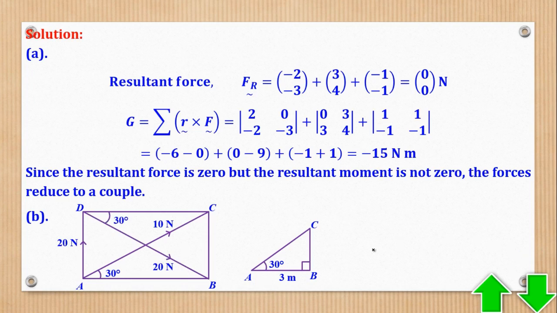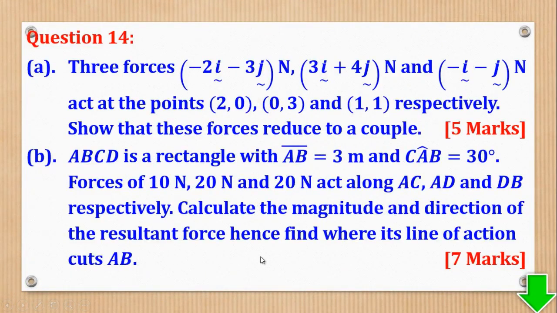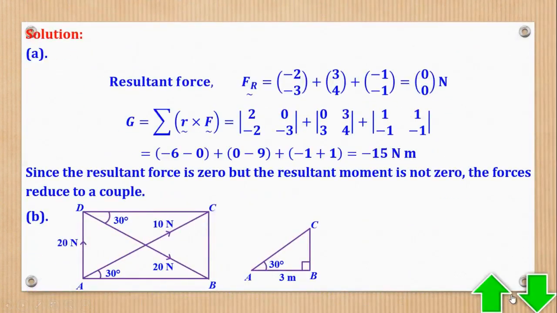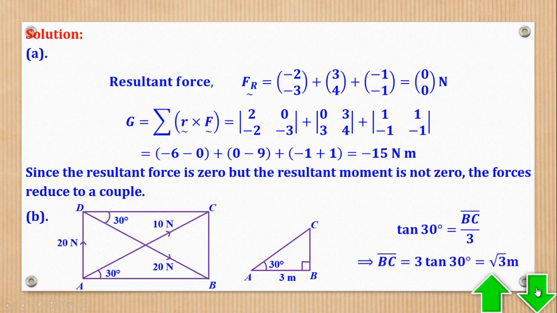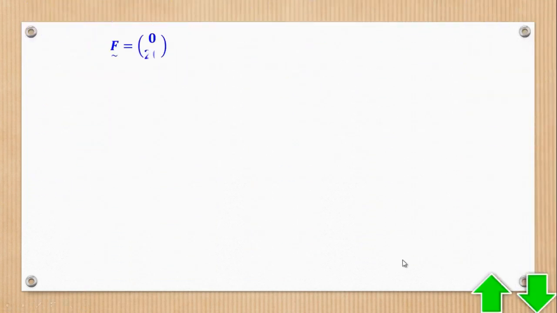Okay, now next is to resolve, because if you look at the question, it says calculate the magnitude and direction of the resultant force, and find where the line of action cuts AB. So let's first get the magnitude and direction of the resultant force. That will be done by resolving. First of all, we shall need BC somewhere when we're taking moments. So BC is equal to 3 tan 30, which is root 3 meters. Let's store it there. We shall use it after some time. But for now, let us first resolve.